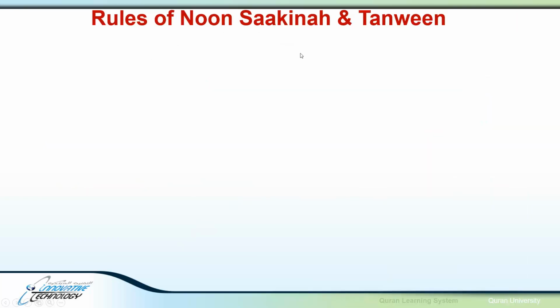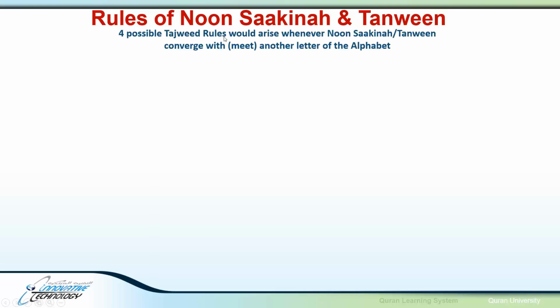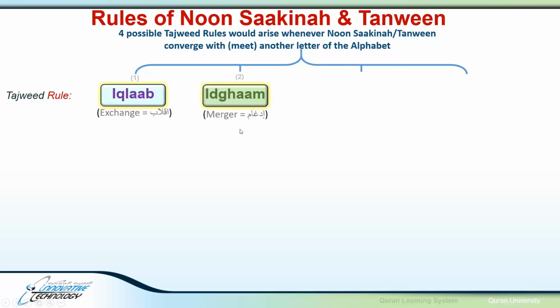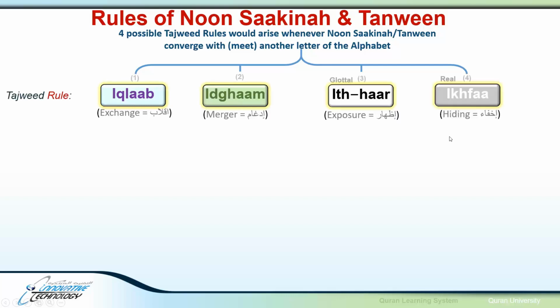In the previous introduction about Noon Sakinah and tanween, we mentioned that there are 4 possible Tajweed rules that would arise from the Noon Sakinah or tanween convergence, meaning meeting with another letter of the alphabet. Those 4 possible rules were iqlab, idgham, idhar, and ikhfa.